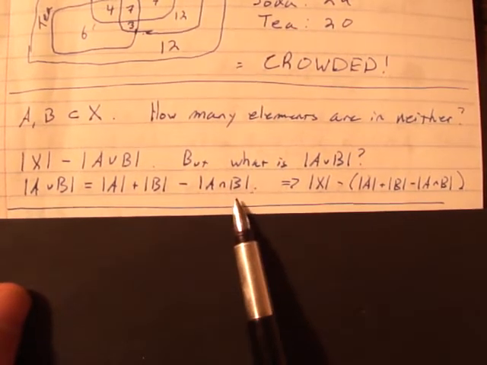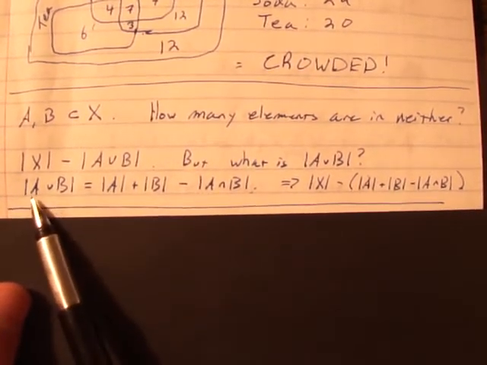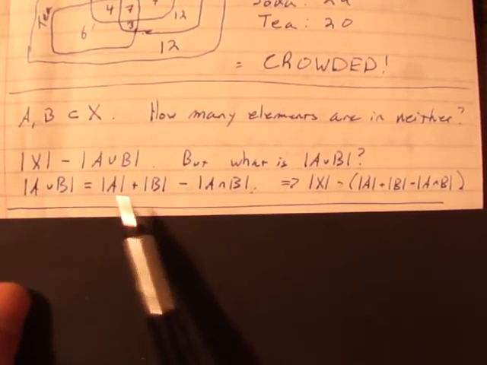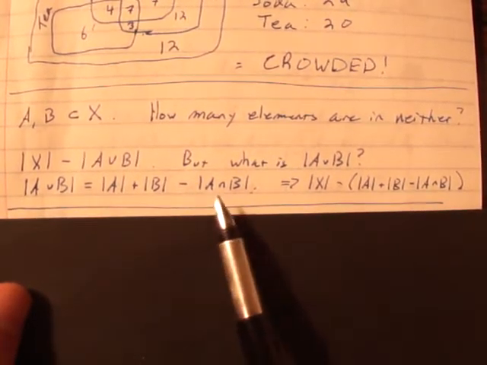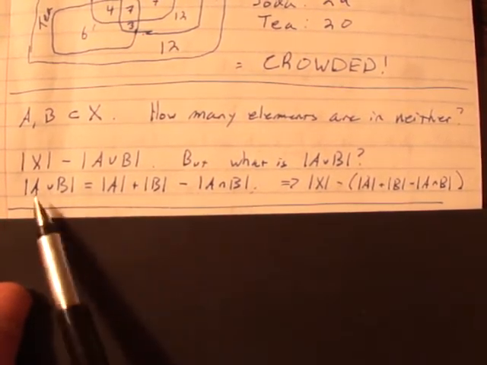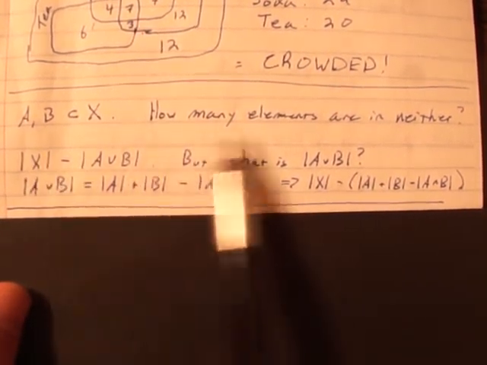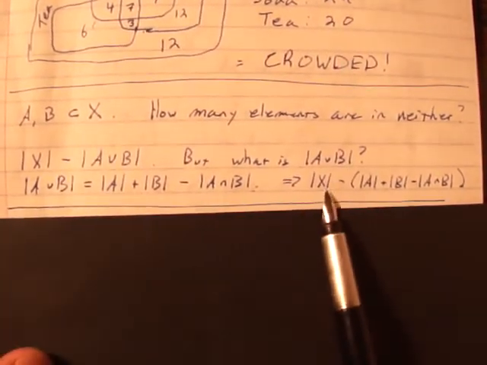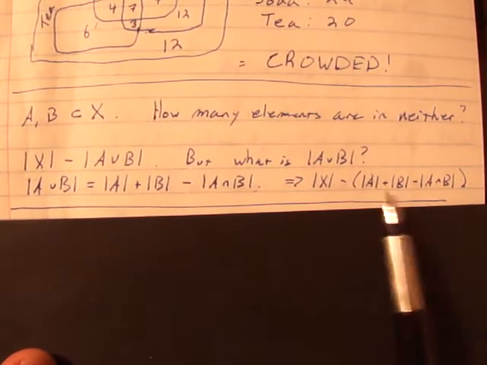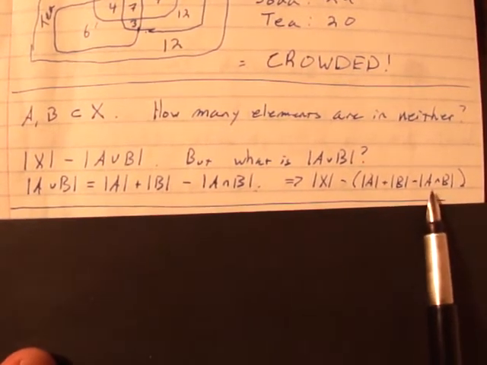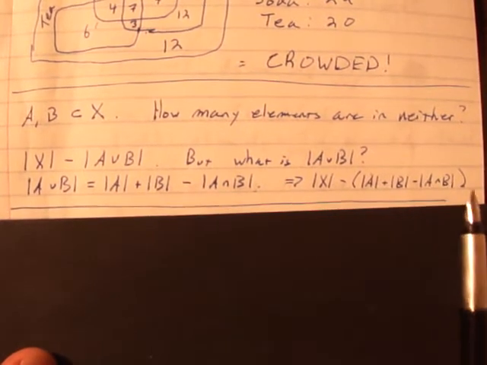So X is in the intersection of A and B, that is, it was in both A and B. So we need to subtract it because we accidentally counted it twice here, and that's the principle of inclusion-exclusion for two sets. And so to finish up our question up here, how many are in neither? Well, it's just the cardinality of X minus the quantity of the cardinality of A plus that of B minus the cardinality of A intersect B.